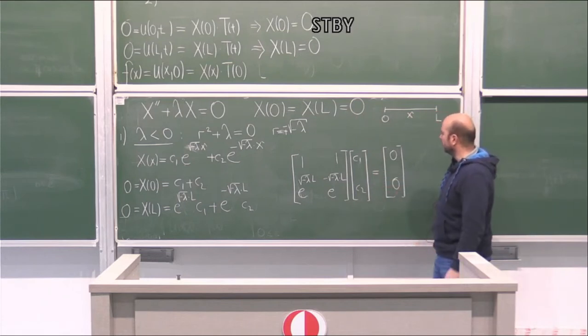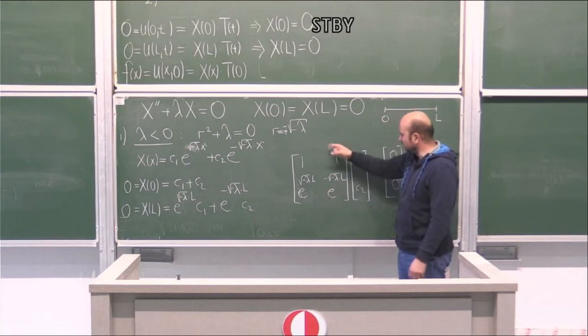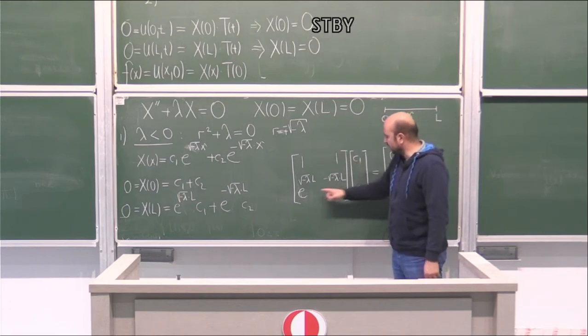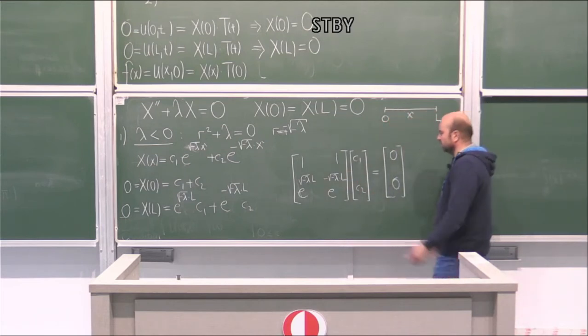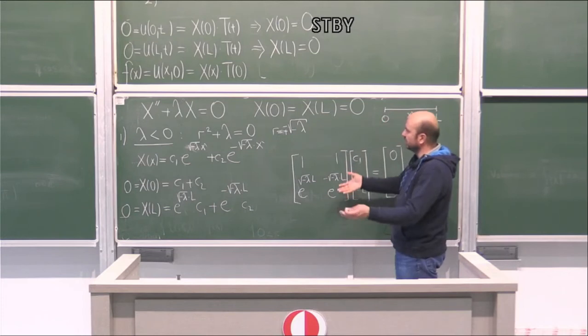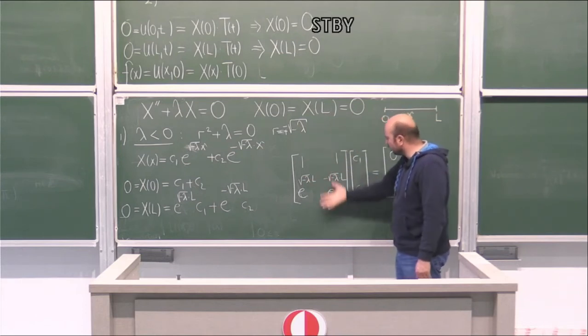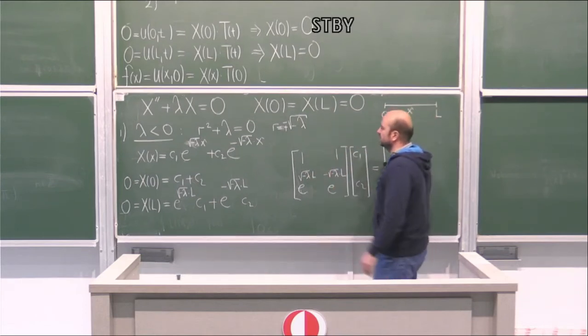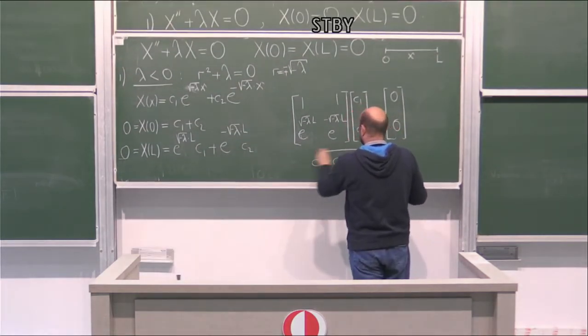So this is what we have. And we know that for a homogeneous system, either you have a unique solution, or you have infinitely many solutions. It's all about the determinant of this. If you look at the determinant, since these two things are not the same, only the same if lambda is zero, and we are assuming lambda is negative, the determinant won't be zero. So since the determinant is not zero, we will have a unique solution, which says C1 and C2 are both zero.